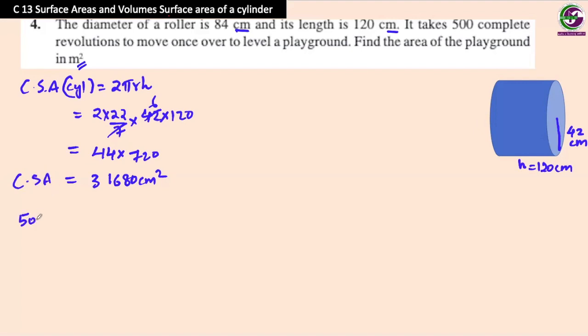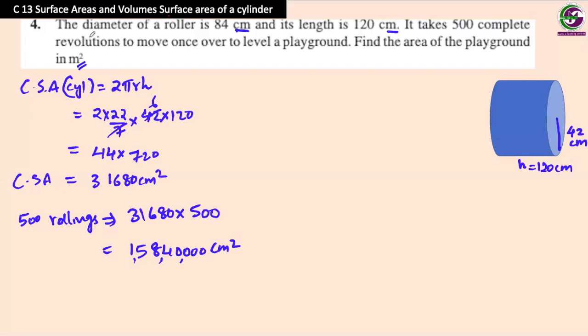Now, 500 rollings will give us 31,680 multiplied by 500, which is equal to 1,58,40,000 centimeter square. We need our answer in meter squares, and you know, centimeter to meter we divide by 100, but we have to divide by 100 2 times because centimeter square. So we have to move back 4 times. So our answer is 1,584 meters square. This is the area of the ground.